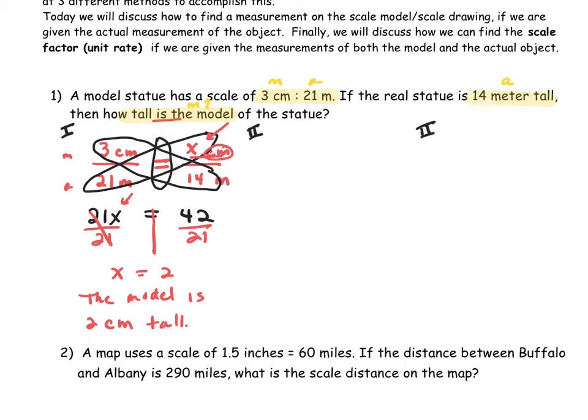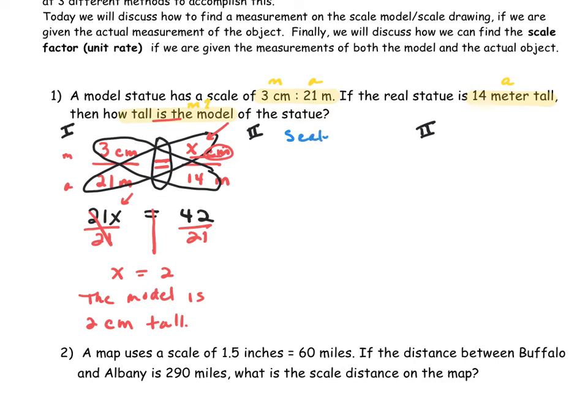And if I look at this, if I use my logic, 3 compared to 21 and a number compared to 14, well, since the 14 is smaller than the 21, I'd expect that the corresponding number should be smaller as well. So this number should be smaller than 3. So now we're going to go over to the next method. This is the chart method. And the very first thing we have to find using the chart method is we need to find the scale factor, or the unit rate.